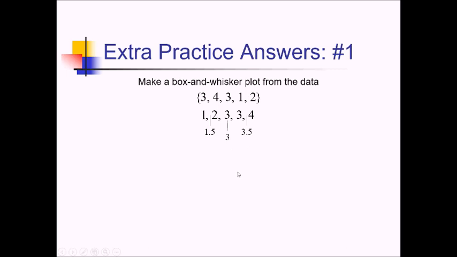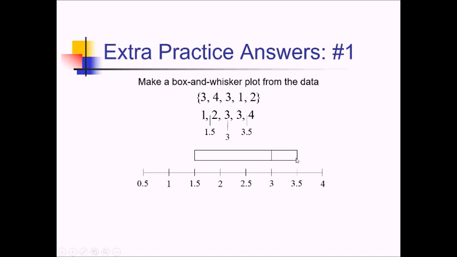And now I'm going to put this on a number line. Since I've got such small numbers here, I'm just going to go by 0.5s for my grid lines, and I'll go from 0.5 to 4. Yeah, that'll cover everything I need. All right, so for my median, let me put a line for that first. That's at 3 right here. And then for my box, I've got to go from 1.5 to 3.5.